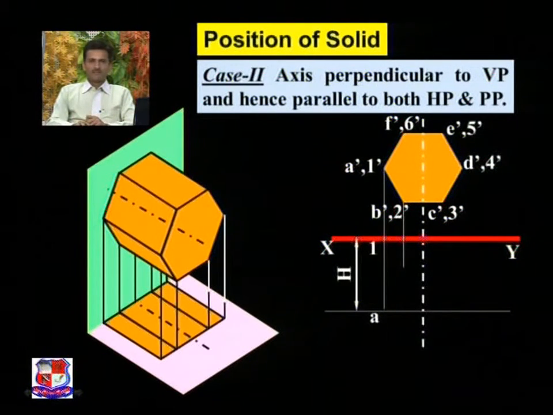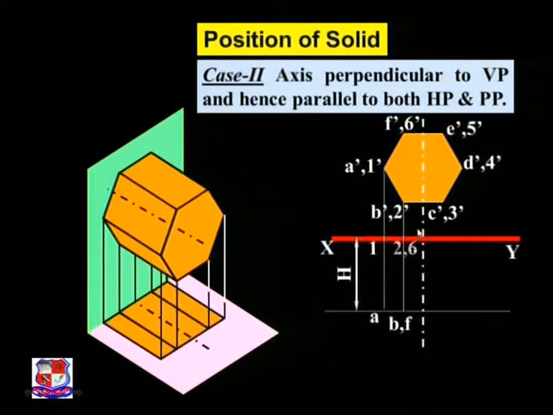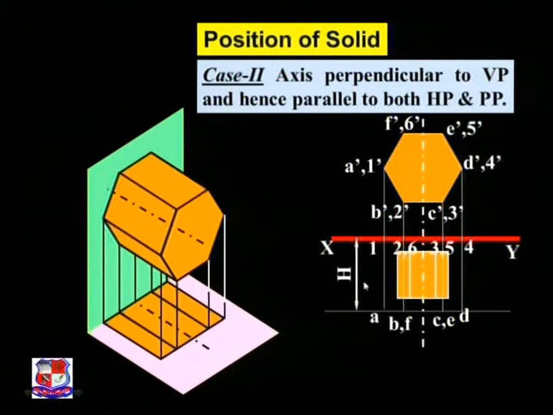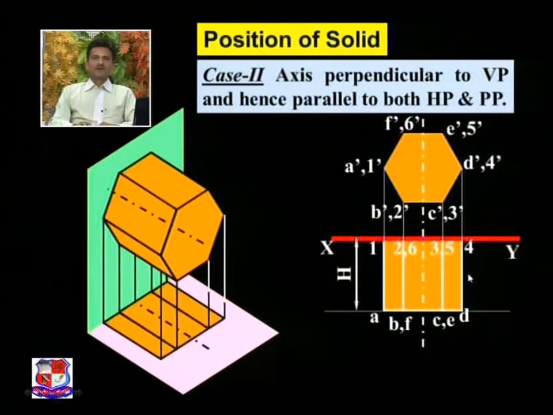According to that height, mark points over here, vertical line from A dash and 1 dash, B dash and 2 dash, and so on like this. So 1, 2, 3, 4, 5, 6 would be on XY line, and A, B, C, D, E, F would be at a distance of H. And this is the top view of this hexagonal prism.